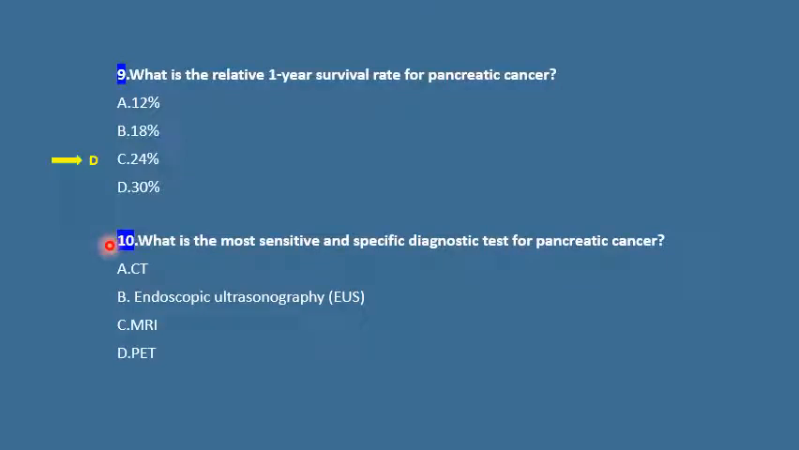Question number 10. What is the most sensitive and specific diagnostic test for pancreatic cancer? A. CT scan, B. Endoscopic ultrasound or EUS, C. MRI, and D. PET scan. The answer is B. Endoscopic ultrasonography or EUS.